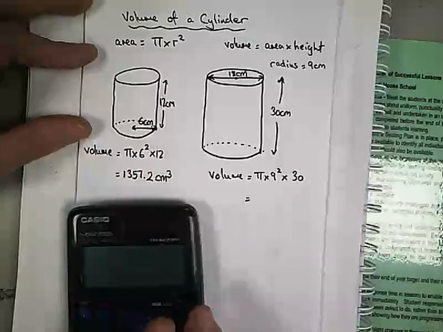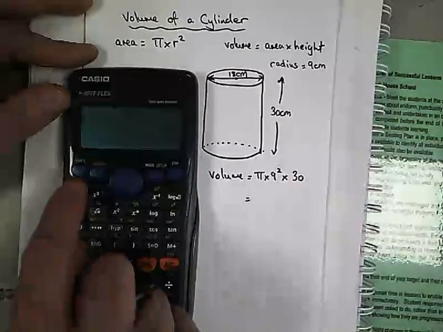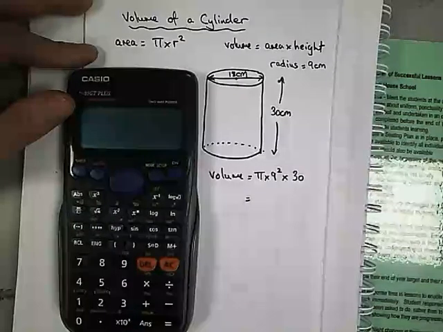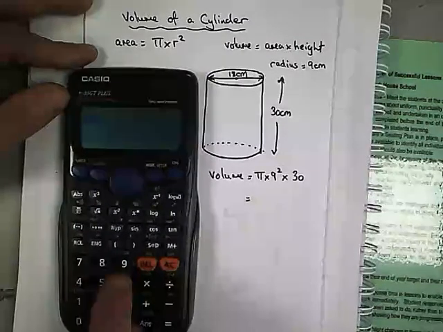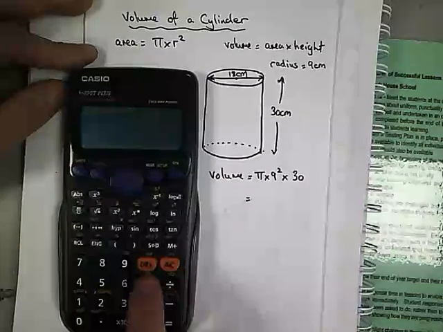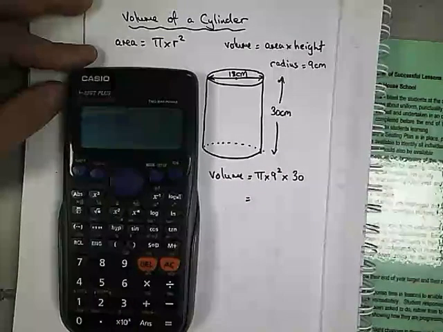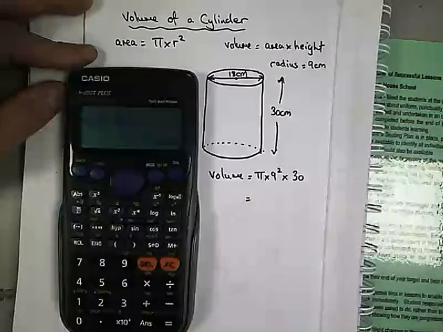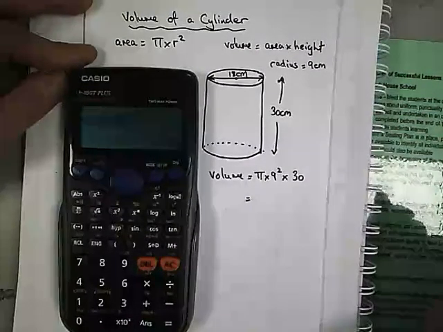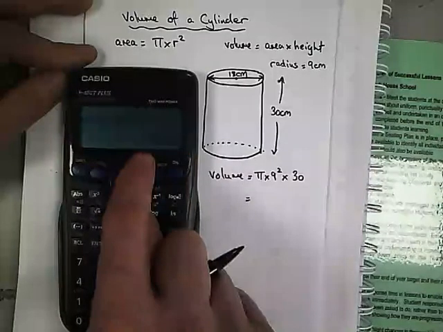So in your calculator, shift times 10 gets us the pi. Okay, so there's my pi. Times it by 9, hit the squared button, so 9 squared. And then times that by 30. And then if I press equals, I get 2,430 pi. If they wanted it in terms of pi, I would write that, because that is in terms of pi.